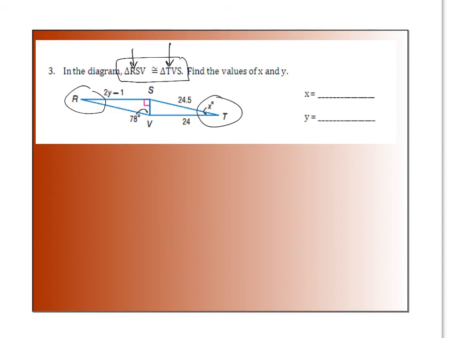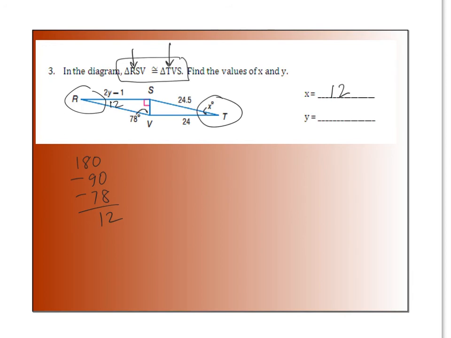But when I look at that triangle on the left, I see a 90 and a 78, so I think I can find R. If I do 180 minus the 90 minus the 78, there's 12 left for this angle, angle R. So guess what? X is 12. Every triangle, the three corners have to add up to 180.